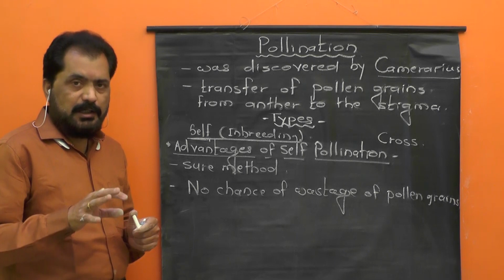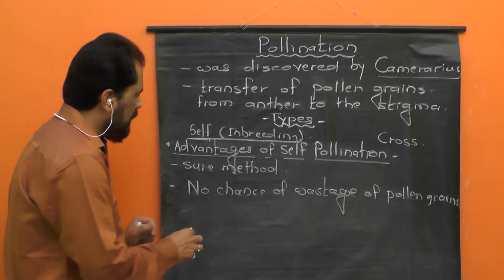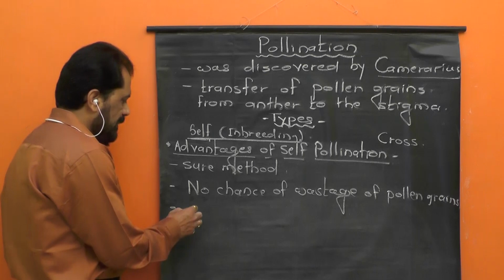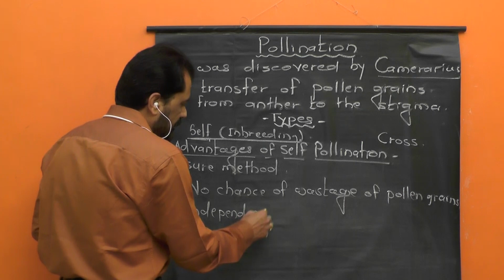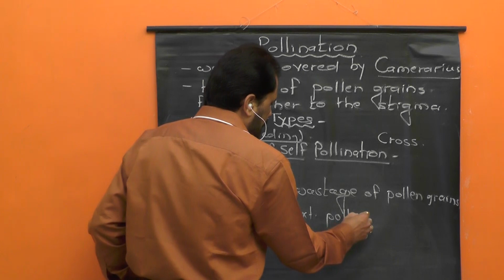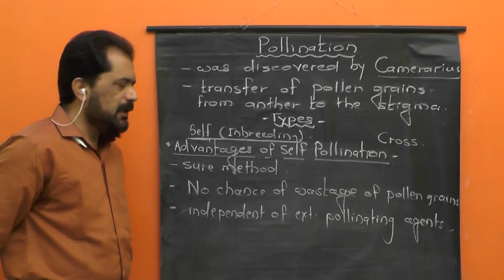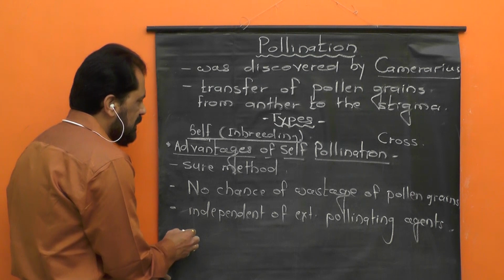Third, we can say that self-pollination does not depend upon any external pollinating agent. It is independent of external pollinating agent, such as, we can say, insects, birds, whatever it may be. Here, an external pollinating agent is not required.